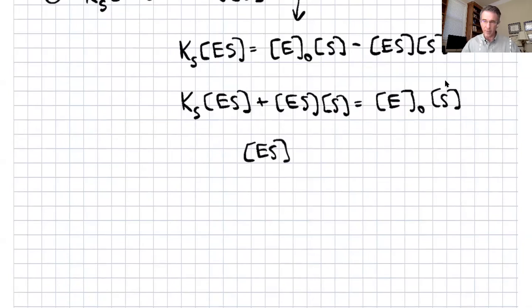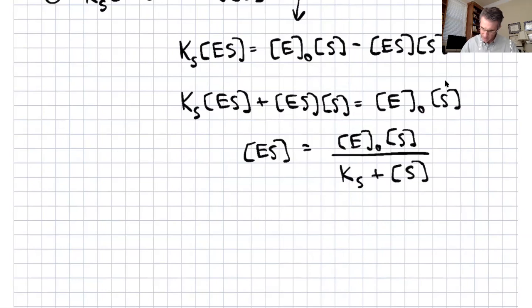Concentration of ES, remember, that was the thing we couldn't figure out how to specify. That's got to just be equal to concentration of E0 times concentration of S, divided by Ks plus concentration of S. Aha! Like a eureka moment here, right? Look what we've done.